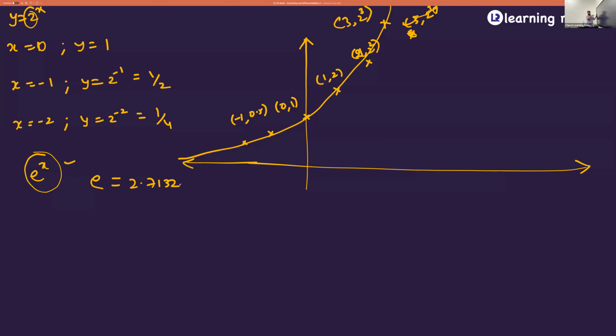No, it will go down, but it will not touch the x-axis at all. It will touch it only at infinity. It will not touch. It will keep on going like that.